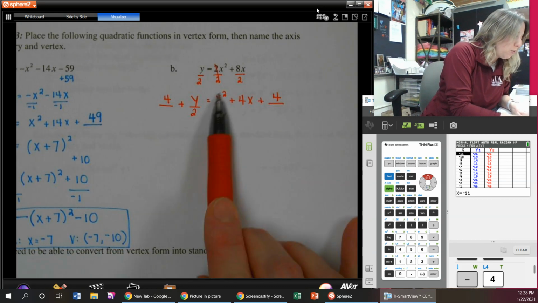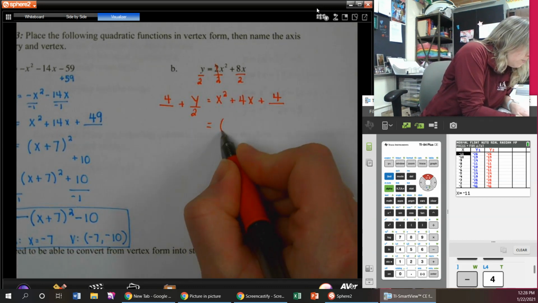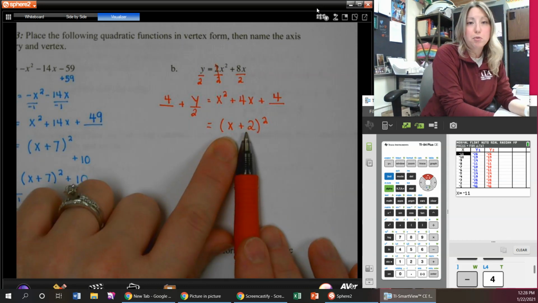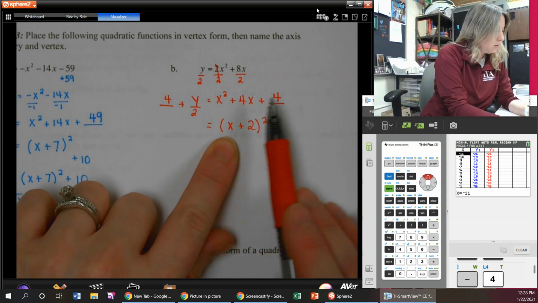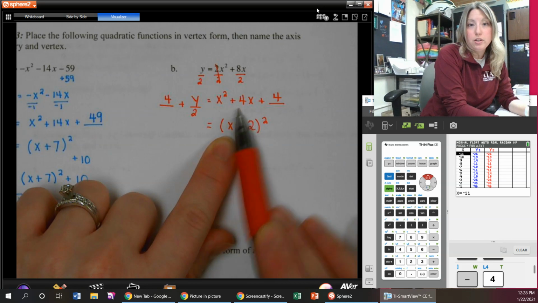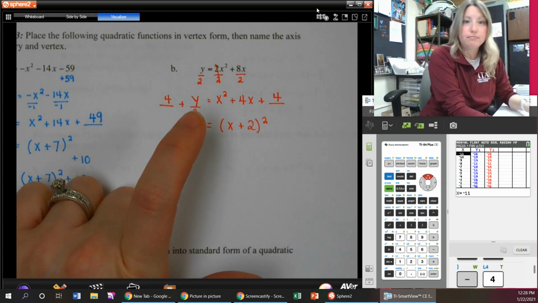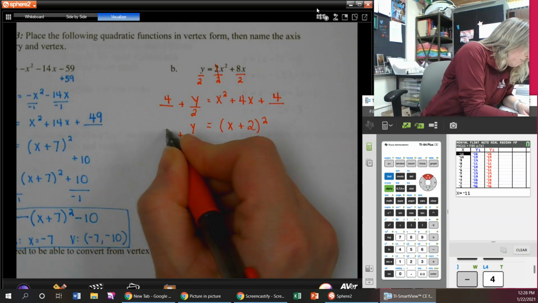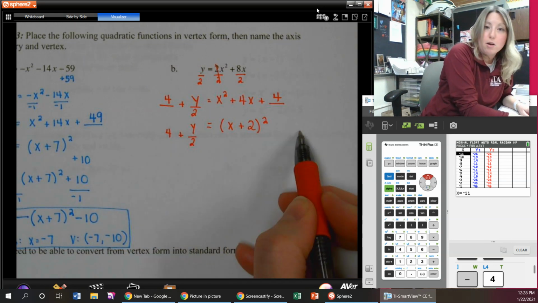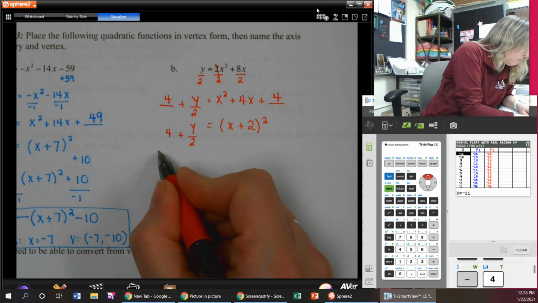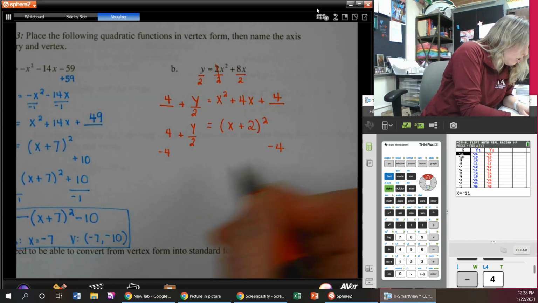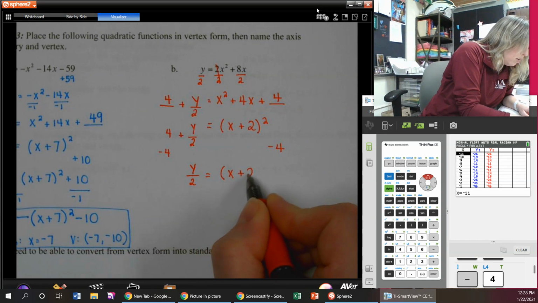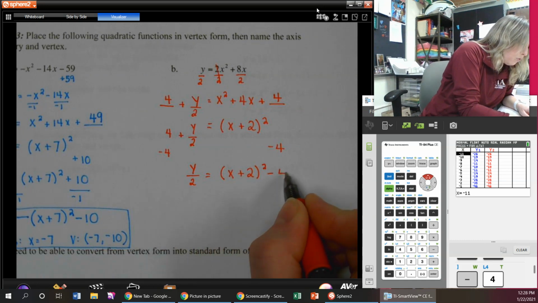Now, this is a perfect square trinomial, so it factors to become 1 binomial squared. Of course, that 1 binomial is x plus 2 because 4 divided by 2 is 2. Now, over here, I've still got all this stuff, but now that I've got my binomial squared, these things can start to come back over here. So I'll start by subtracting the 4 over. It just goes at the end. Y over 2 equals x plus 2 in parentheses squared minus 4 at the end.